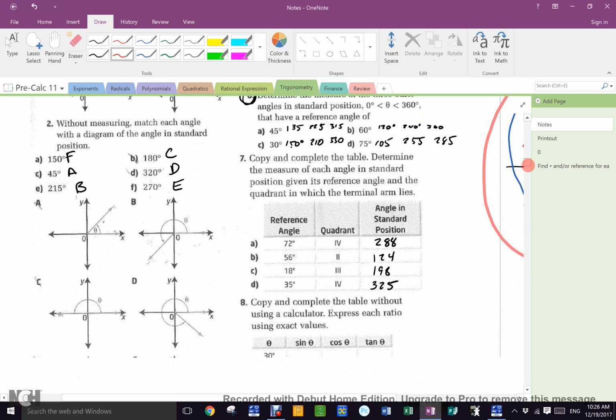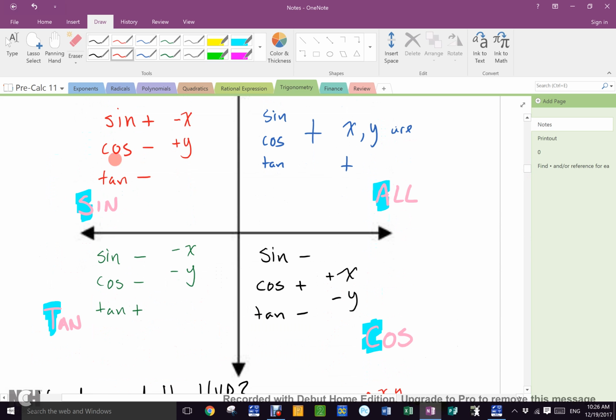Yes, because of what we did at the very beginning here. Tans are negative up there. So we know we're right. Is everybody cool?